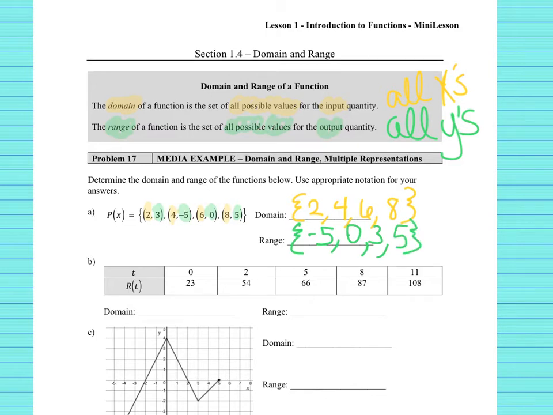So that's the way that we show the domain and the range of a function that's given to us as a set of ordered pairs.